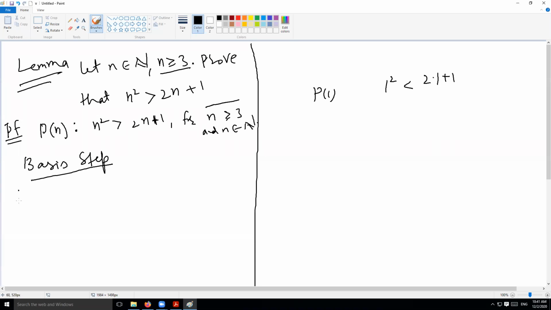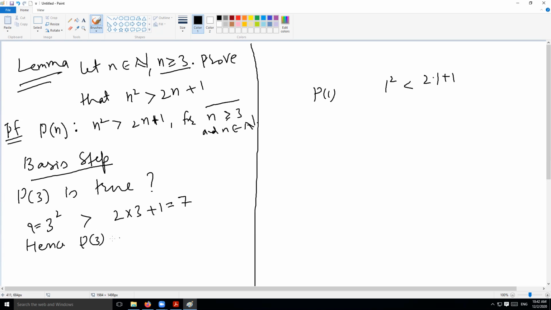So let's verify, is P of 3 true? In the given statement, substitute 3. You have 3 square on one side and 2 times 3 plus 1 on the other side. 3 square is obviously 9, and 2 times 3 plus 1 is 7. So is 9 bigger than 7? The answer is yes. Hence P of 3 is true. That's it.